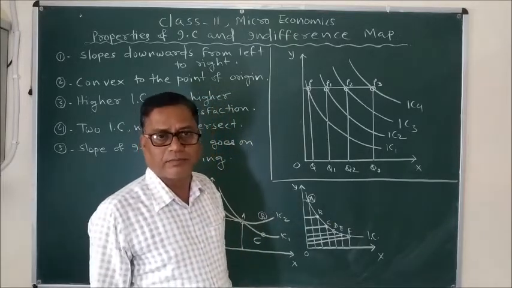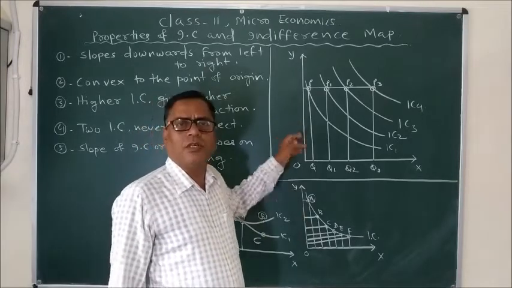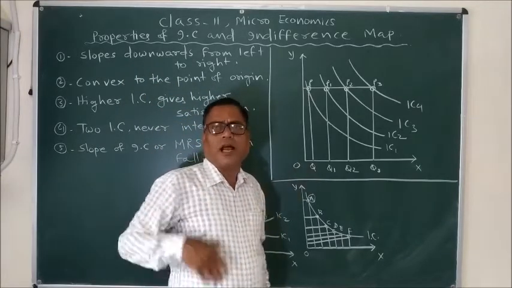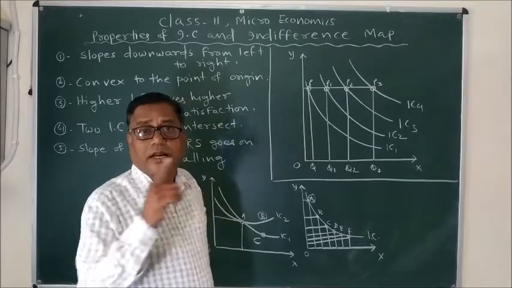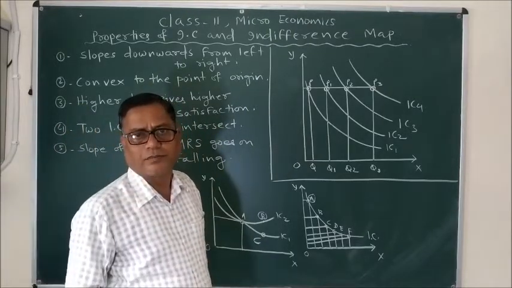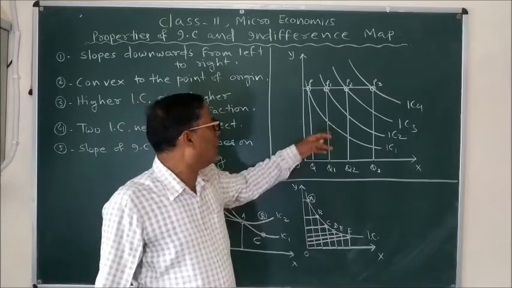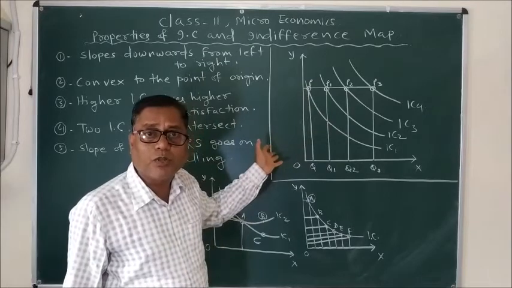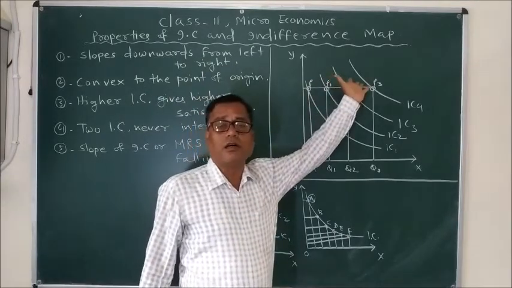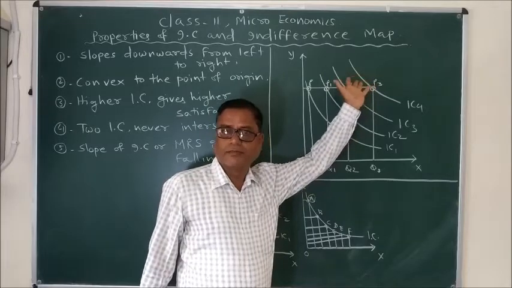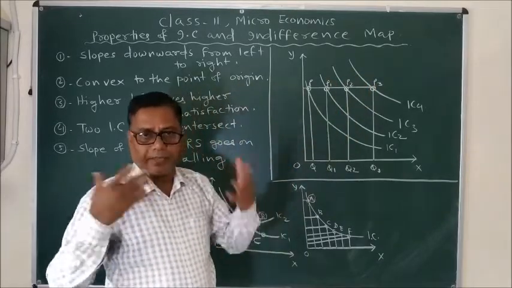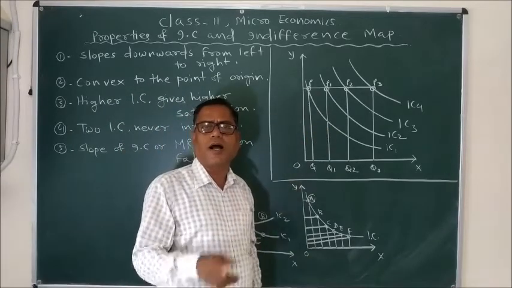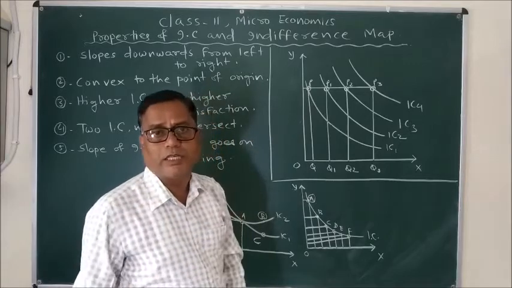But sometimes what happens? The income of the consumer rises or falls, in one case. And in the other case, the prices of x and y might rise or fall. And in both cases, we will find that the indifference curve will shift downwards to the left or shift upwards to the right. Once again I am repeating that we have already assumed that the prices of x and y are fixed and the income of our consumer is fixed.